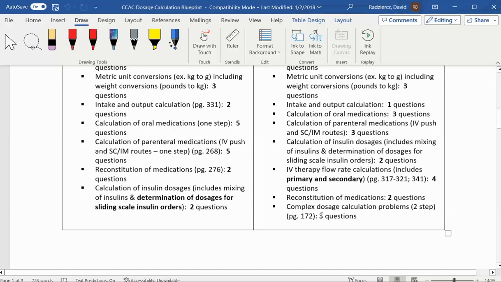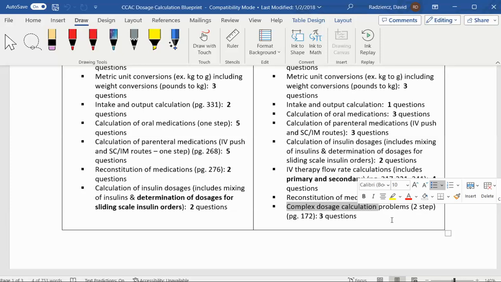And then just for your sanity, when it says complex dosage calculation problems, all that really means is that it's a two-step problem. It's not any more complex. It usually just means you have to convert a patient's weight in pounds to kilograms and then multiply, incorporating the patient's weight in that calculation. So don't get too upset when you see things like that. It's just the way that it's worded.